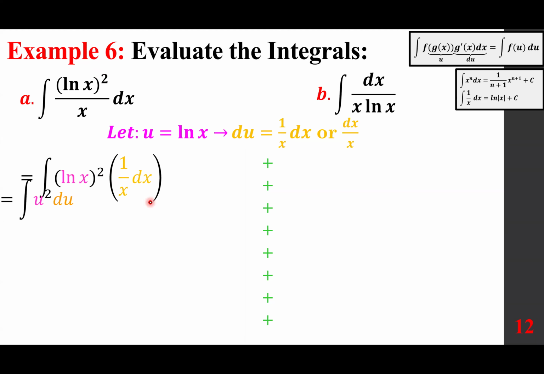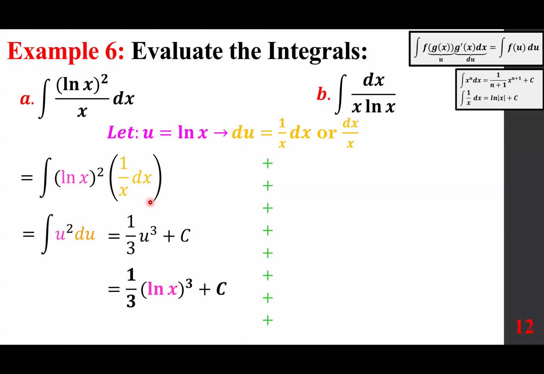And therefore, you're looking at the integral of u squared du, which is a simple case of a power rule. Which is obviously 1/3 u cubed plus c, and you are going to replace the u. You get 1/3 ln x quantity cubed plus a constant.